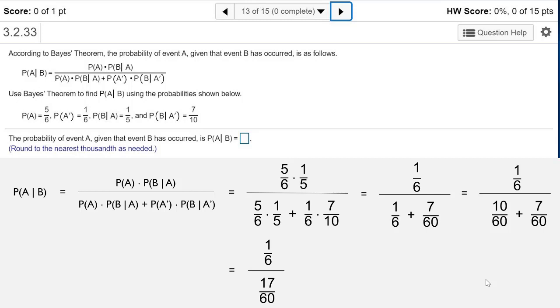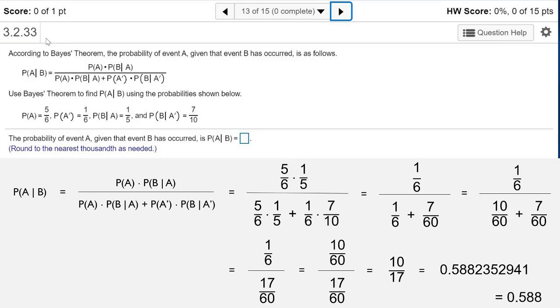So if I write the 1/6 on top with a denominator of 60, it would be 10 over 60 divided by 17 over 60. So those denominators of 60 can reduce away, and we're left with 10 over 17. And 10 over 17 is 0.588235291, which when rounded to 3 decimal places, the nearest thousandth, gives us 0.588. And that's your answer.